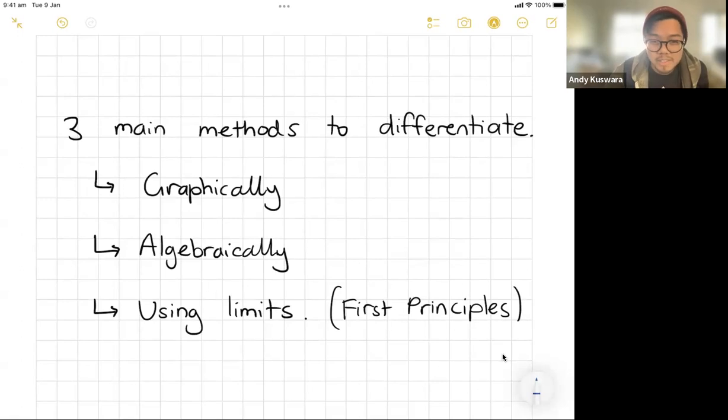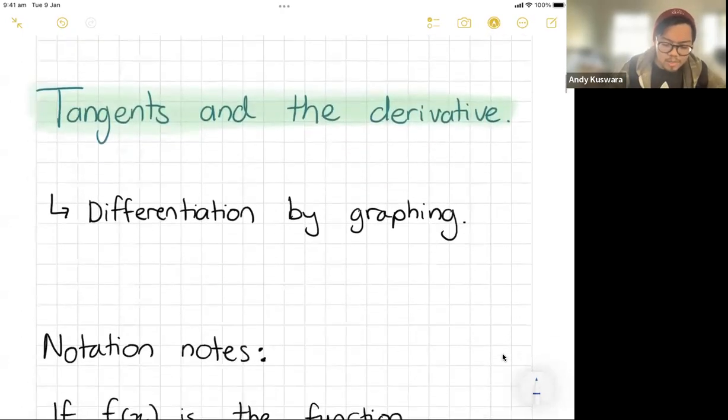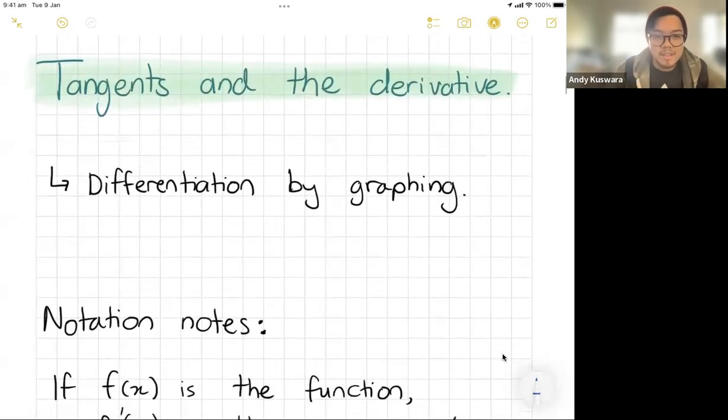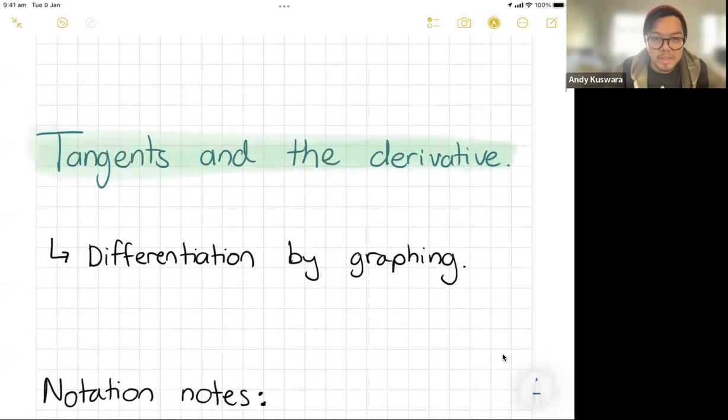The first one is graphically. We'll do that one today. Then there's also algebraically, which is the easier one. And then there's a method using limits, which we call first principles, which we'll take a look at in another lesson. The first thing we need to know is that tangents are an important part of this whole topic.